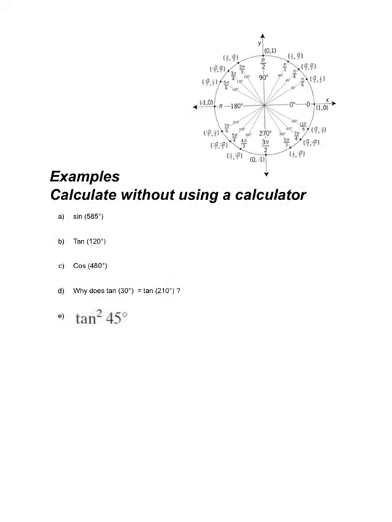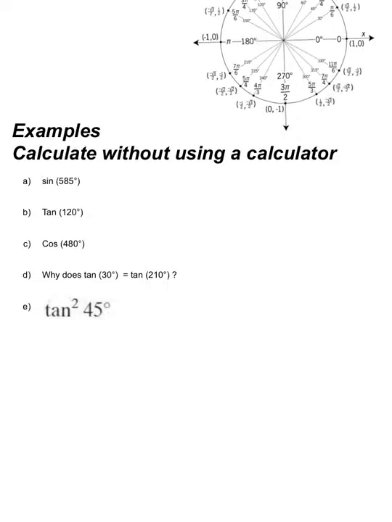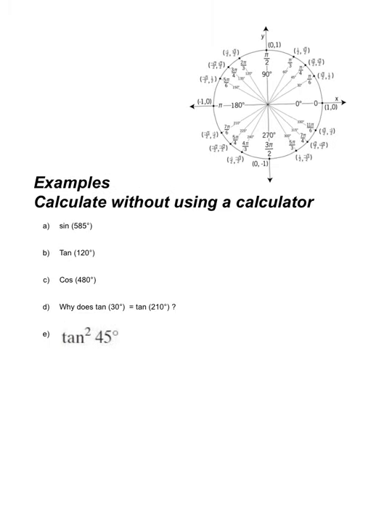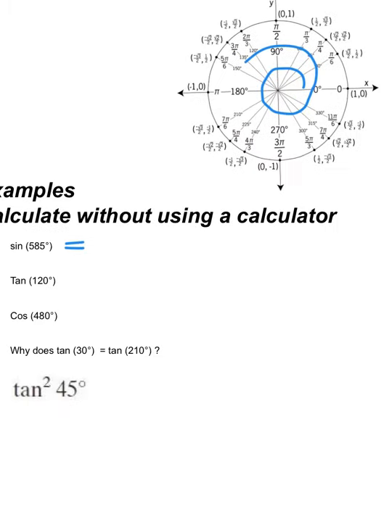What about some other ones? Calculate without using a calculator. Sine of 585. You go, what on earth is that? Well, remember that 360 degrees is one revolution. So if we're doing sine of 585, we're actually doing 360 degrees, back to the start, then off we go again. So sine of 585 is going to be the same as sine of 585 take 360, because after 360 we start repeating ourselves again.